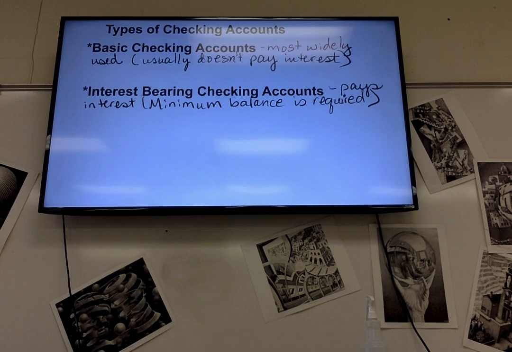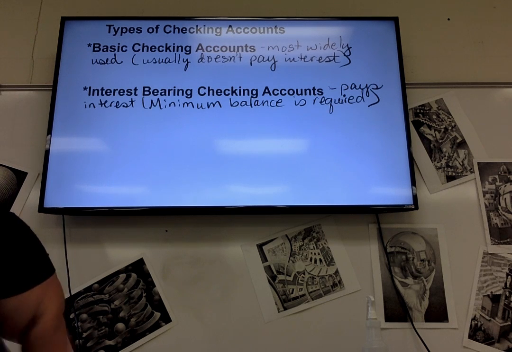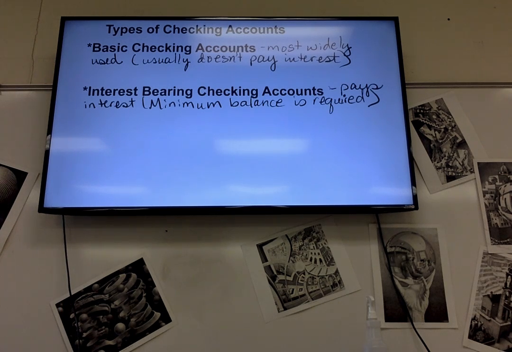So like you might have to keep $500 in there. And if you can't keep $500 in there, then you should just go ahead and have a basic checking account. They can't drop below that minimum amount. If it does, they just charge you a service charge, which at my bank is like $8. It depends bank to bank. But the interest that you would get is not even 1%, I think. So it's not worth it unless you can keep that money in there.